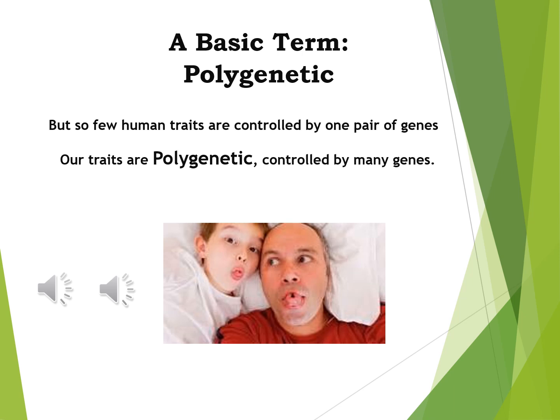So those are all controlled by one pair of genes, but most of our traits are indeed polygenetic. But you should know that very few human traits are controlled by a single pair of genes. Most are polygenetic, meaning controlled by many, many genes. Traits that are polygenetic include height, weight, IQ, personality, mental health.